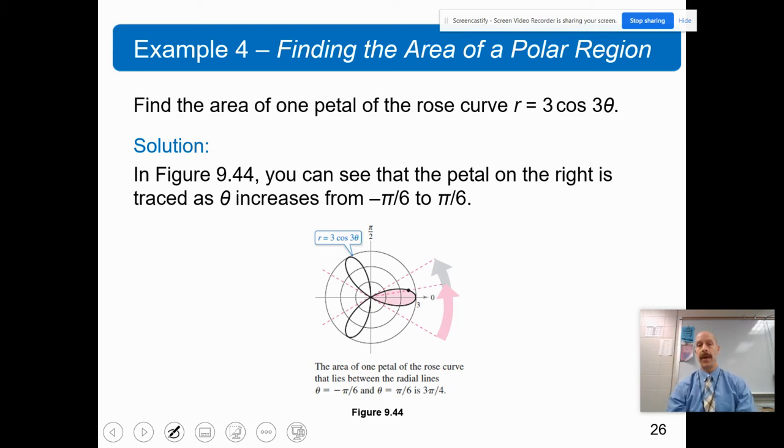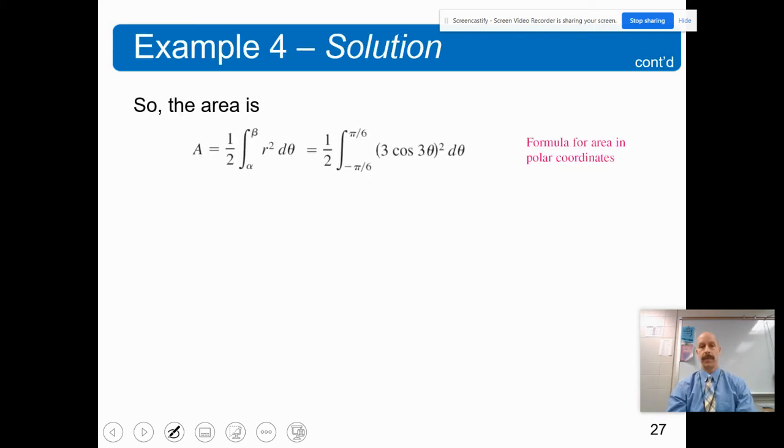You can see that the petal on the right is traced as theta increases from negative pi over 6 to pi over 6. So this dashed line here, the negative sloped one, is negative pi over 6, and the positive one goes to pi over 6. So our area will be calculated by 1/2 the integral from alpha to beta of r squared d theta. So that's 1/2 the integral from negative pi over 6 to pi over 6 of our function in terms of theta, which is (3 cosine 3 theta) squared.